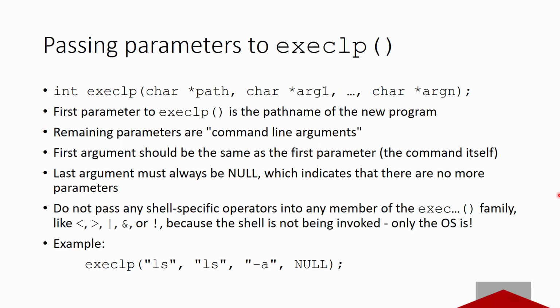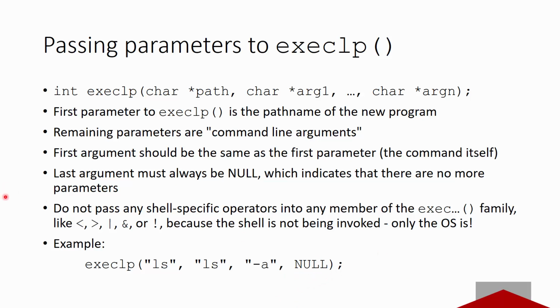All right, so passing parameters into exec. Here's an example for how to pass things into the list variant. Our first parameter is the path name of the new program. The remaining ones are command line arguments. Strangely enough, the first argument should be the same as the first parameter, so the command itself. The last argument is always NULL, which means there's no more coming in the list. That tells whatever program you're running to stop looking.